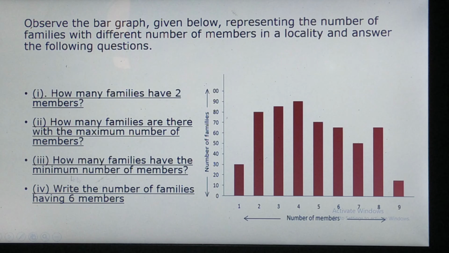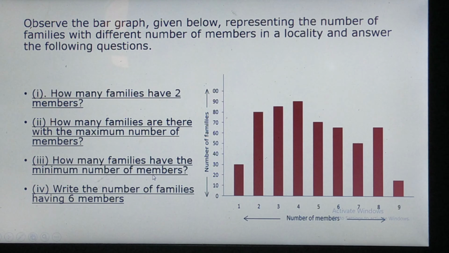And what about the third one? How many families have the minimum number of members? Minimum number of members means the least number of members, which here is 1. There is just one member. And how many families here? You check this bar and take the corresponding value for the number of families, which is 30. So 30 families have just one member. So how many families have the minimum number of members? Your answer will be 30.